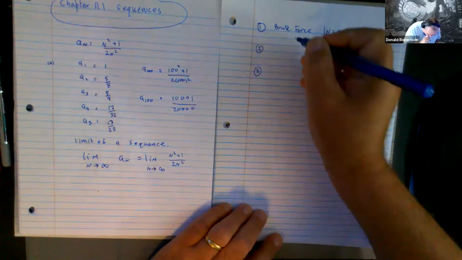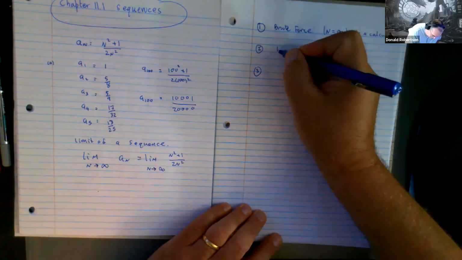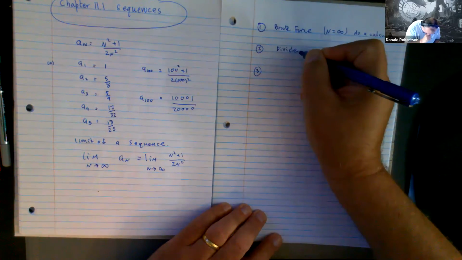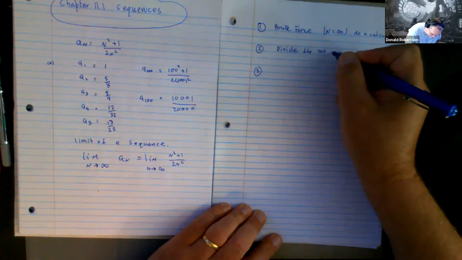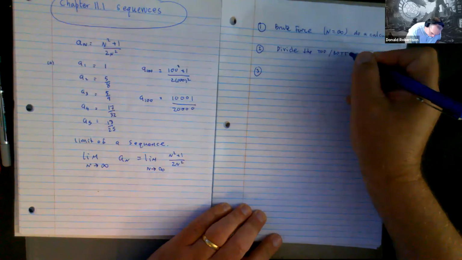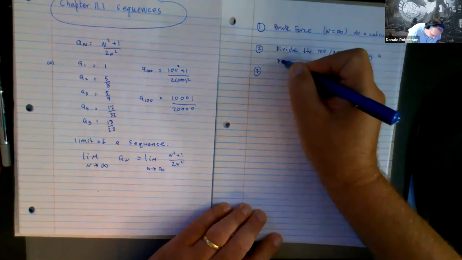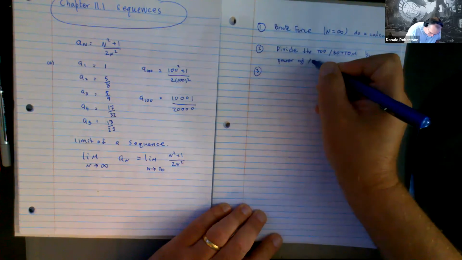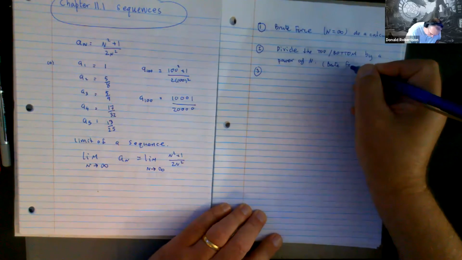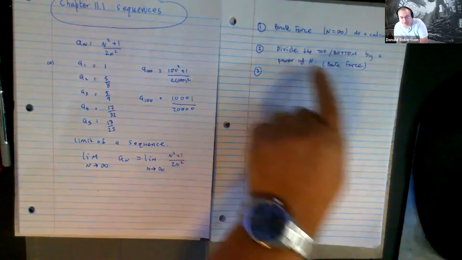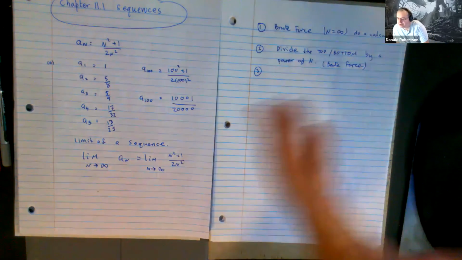And I'll show you what that looks like in a minute. The second technique is very helpful when you're dealing with fractions, and that will be divide the top and the bottom, I guess I should call them the numerator and the denominator, by a power of n. And then you do brute force. So that technique would be, and I'll show you one, you divide the top by n cubed and the bottom by n cubed, and then you make n infinite and see what you get.